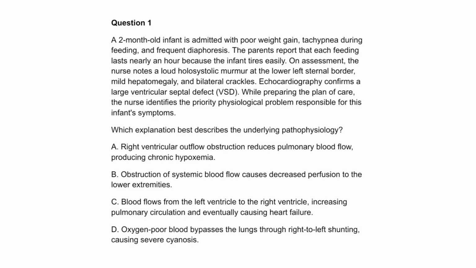Which explanation best describes the underlying pathophysiology? A. Right ventricular outflow obstruction reduces pulmonary blood flow, producing chronic hypoxemia. B. Obstruction of systemic blood flow causes decreased perfusion to the lower extremities. C. Blood flows from the left ventricle to the right ventricle, increasing pulmonary circulation and eventually causing heart failure. D. Oxygen-poor blood bypasses the lungs through right-to-left shunting, causing severe cyanosis.